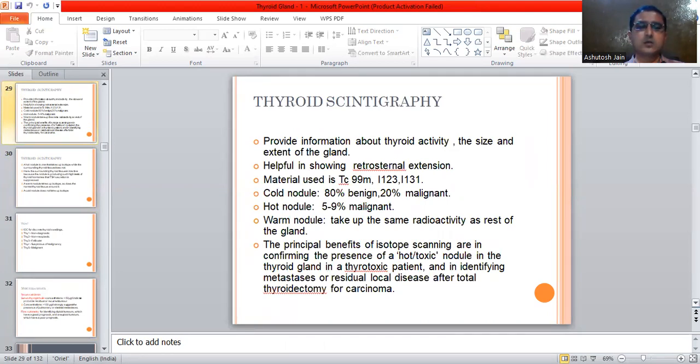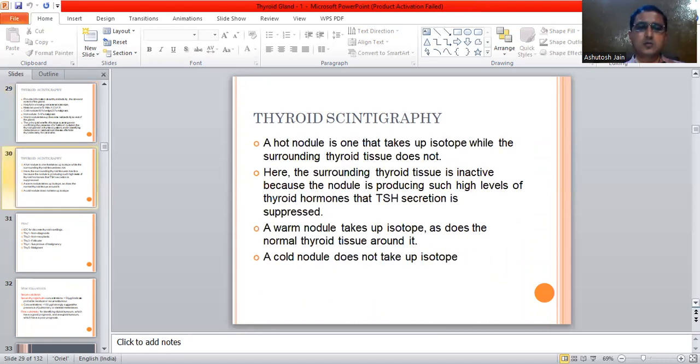Material uses technetium 99, iodine 123 and 131. There are cold nodule, hot nodule, warm nodule. The principal benefits of isotope scanning are in confirming the presence of a hot toxic nodule in the thyroid gland in a thyrotoxic patient, and in identifying metastasis or residual local disease after total thyroidectomy for carcinoma.